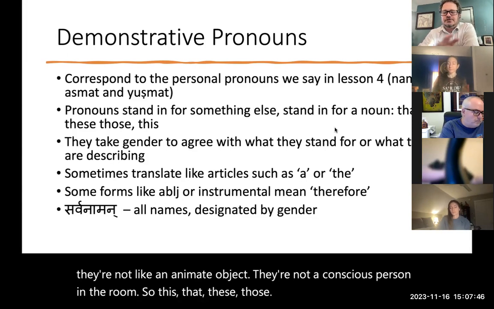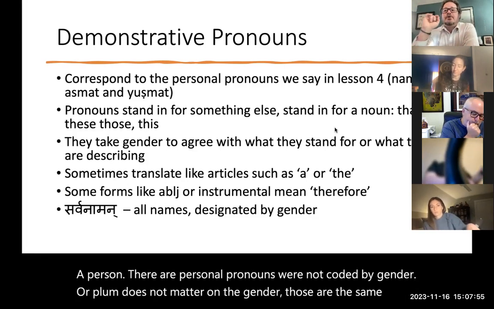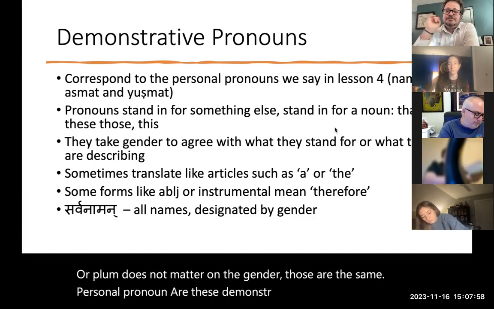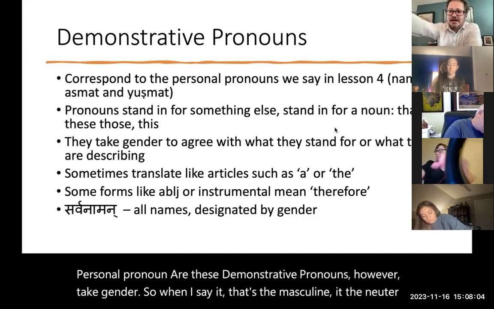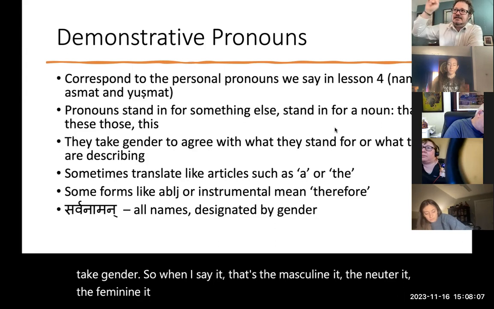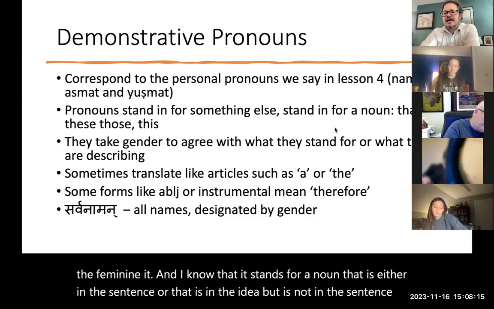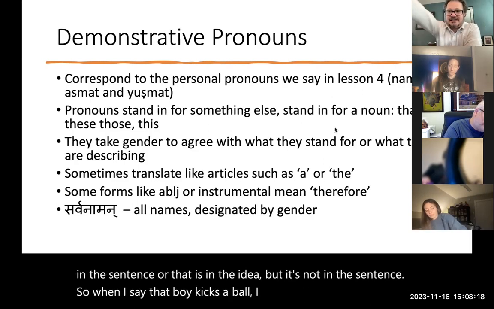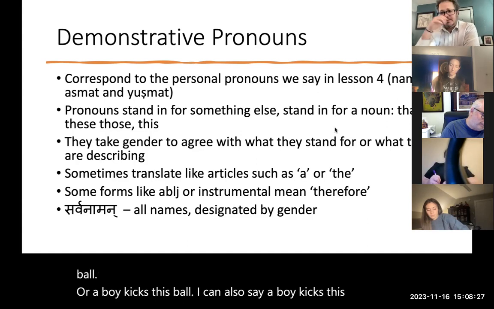Our personal pronouns were not coded by gender. Aham or twam does not depend on gender. Those are the same. These demonstrative pronouns, however, take gender. So when I say it, that's the masculine it, the neuter it, the feminine it. And I know that that it stands for a noun that is either in the sentence or in the idea, but is not in the sentence. So when I say that boy kicks a ball, I could also say that kicks a ball. Or a boy kicks this ball. I could also say a boy kicks this. This is a demonstrative pronoun.